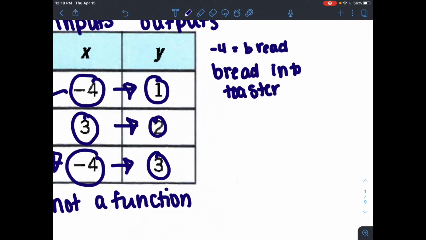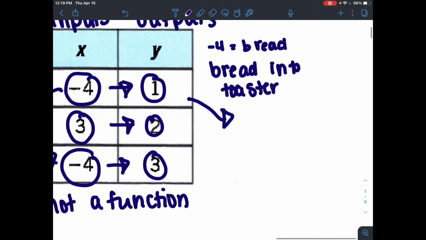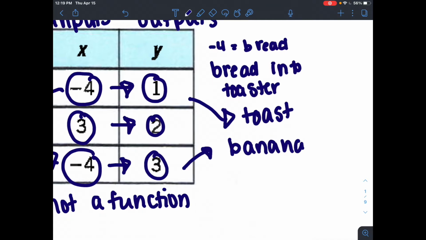And this is telling me I'm putting in my bread. This 1 is giving me out my toast, and this 3 is giving me out something different, maybe a banana. Okay, that doesn't make any sense. I can't put bread into my toaster and get out toast and a banana or something completely different. It doesn't work. Okay, so one input means that you get one output. You put in bread, you get out toast. That's a function.